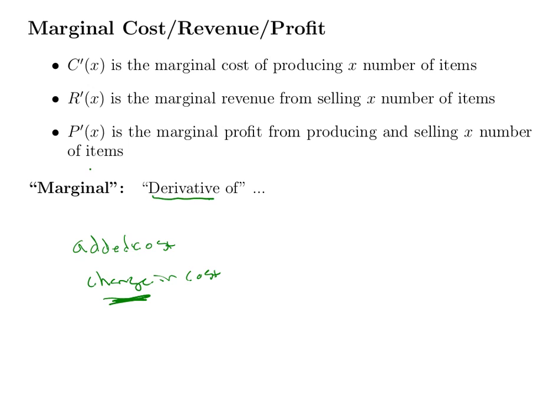So the thing that I would stress is that marginal means derivative. If you're asked to find the marginal something, you find the derivative of that thing. So marginal cost is the derivative of cost. Marginal revenue is the derivative of revenue. Marginal profit is the derivative of profit. Marginal anything else is the derivative of whatever else comes after it.